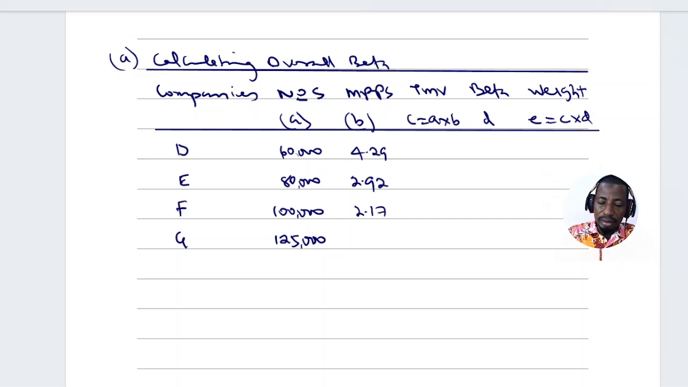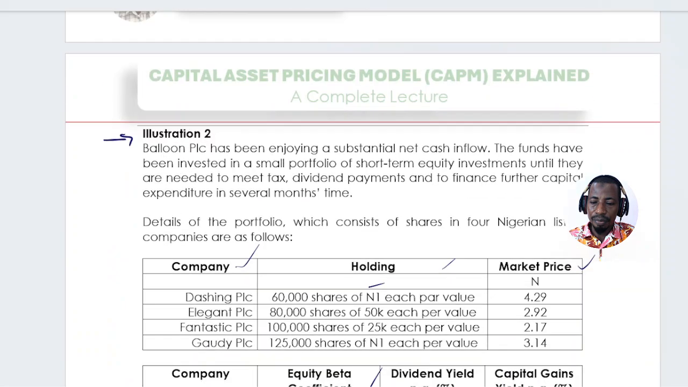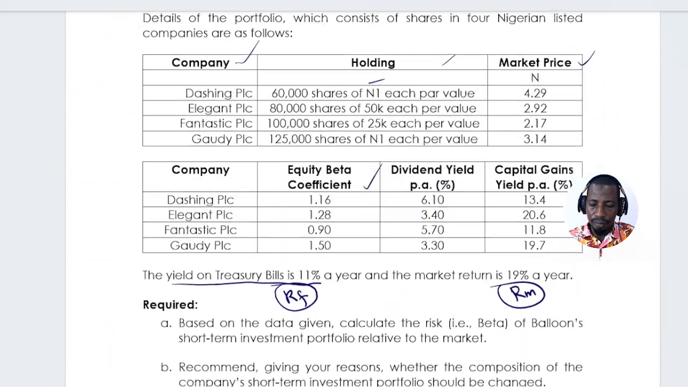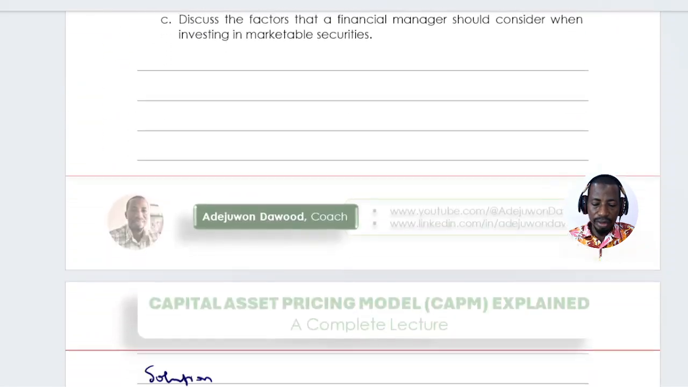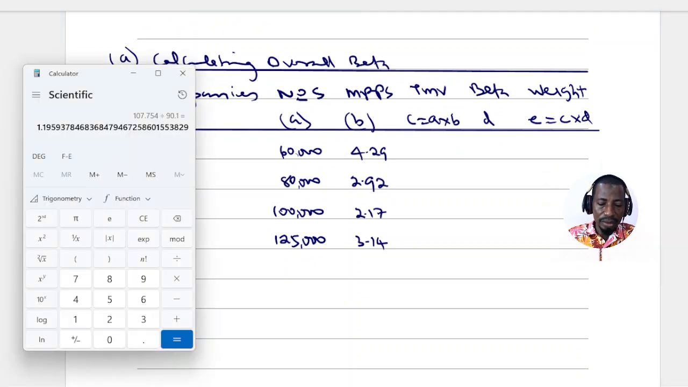Let me write that. 2.17, then 2.14, 3.14 rather. Here is 3.14. Okay, so let's get the market value. To get the market value, just multiply number of shares of 60,000 multiplied by 4.29 equal 257,400.